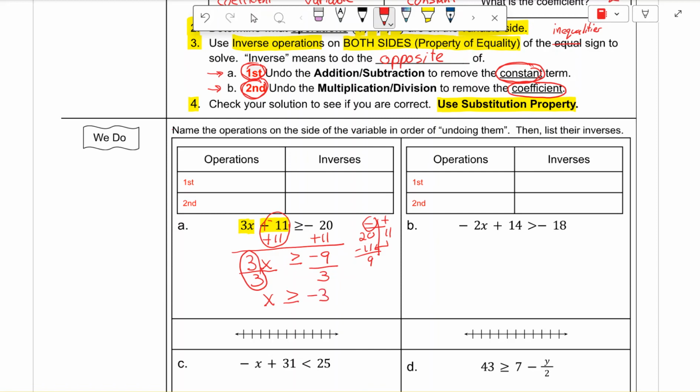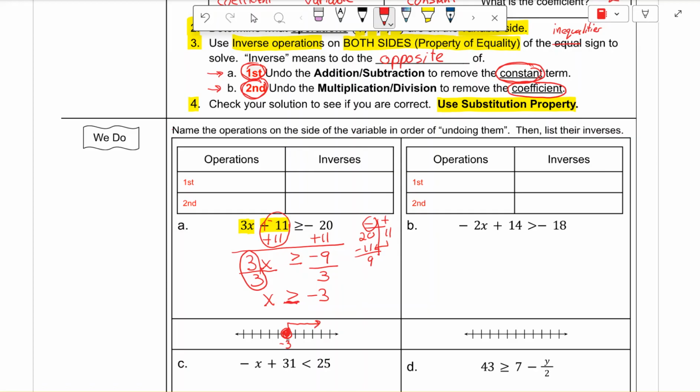These are inequalities, so we graph them. We come down here to about the middle, call it negative 3, put our point, and because it says "or equal to," it is a closed point. And it says that x is greater, so greater is to the right.